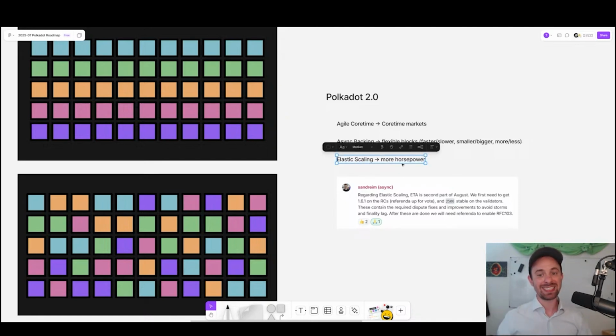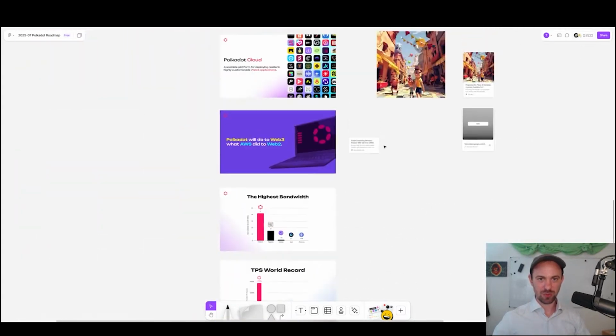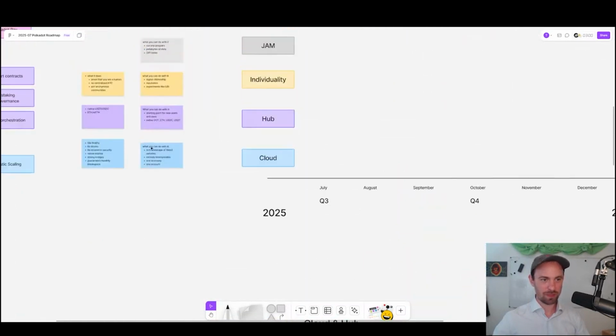And now with elastic scaling, we are introducing the ability to have basically more horsepower. If your application needs more compute, if it needs more data, with elastic scaling, you can rent it. So this is the last missing piece that will be launching for Polkadot 2.0. And here I asked one of the core developers, and he said that basically they're stabilizing a few more things to increase network stability, and they're looking at the second part of August, right? So this is the first thing we can put on our timeline here today.